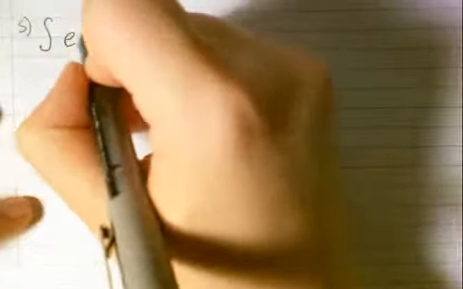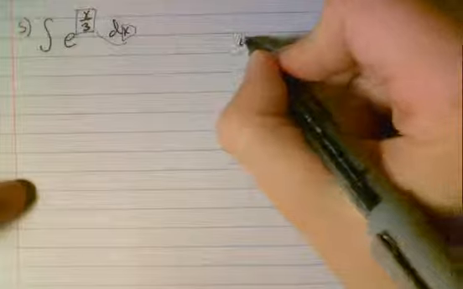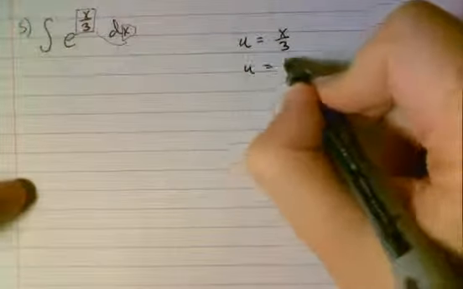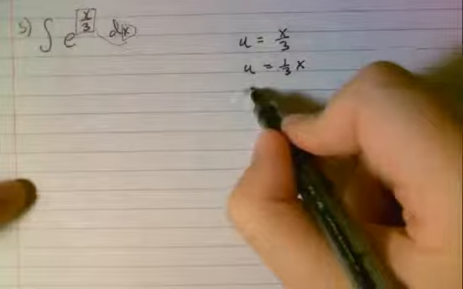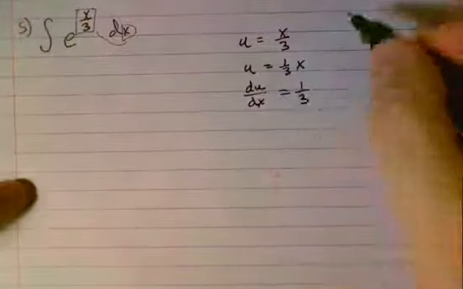Let's do a similar example except with fractions because they end up looking slightly different. Let's say we're just taking the antiderivative of e to the x over 3. Here we see the same box function right there. These need to be the same. So our u equals x over 3, which is the same as 1/3 times x. So du dx, when we take that derivative, is just 1/3.